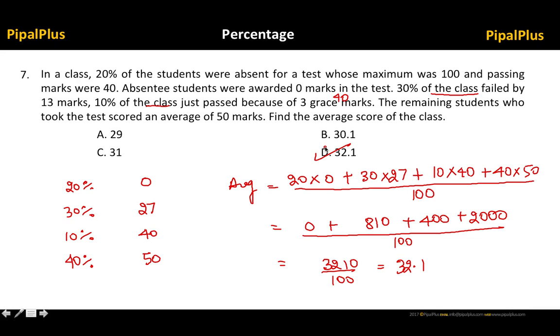Now there could have been a question where they could have asked you for the average score of all the students who were present, right? In that case, this part would not have been there, since they all scored a 0, and this denominator would have been 80. That's all the changes in the computation that would have been required.